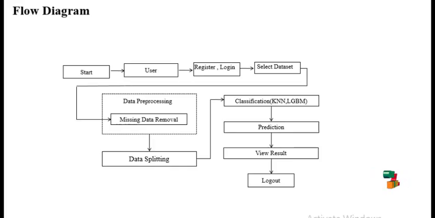After successful splitting of our data, a classification algorithm will be implemented on both train and test data, to classify them using the KNN algorithm and the LGBM algorithm. KNN is the nearest neighbor algorithm, and LGBM is the light gradient boosting machine algorithm. Here LGBM gives lower accuracy than KNN, so we are going to predict using the KNN algorithm.